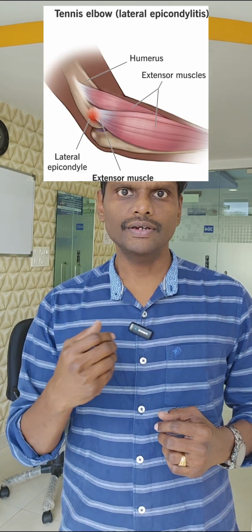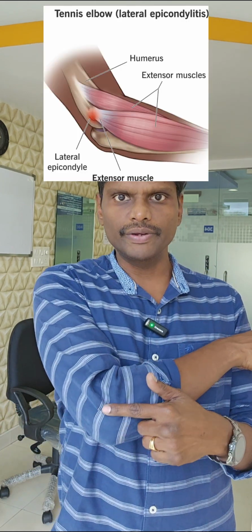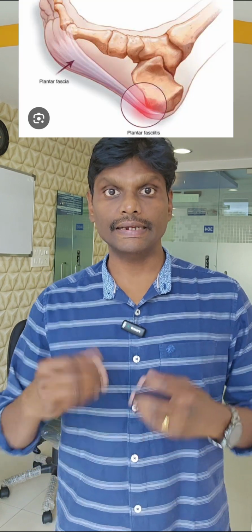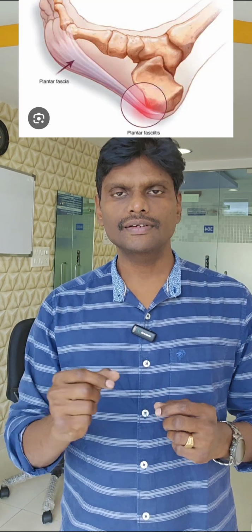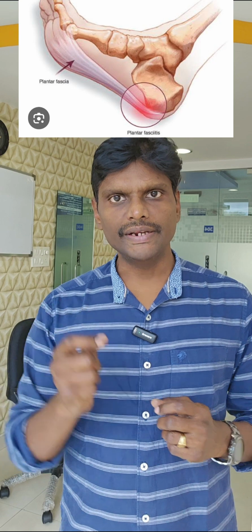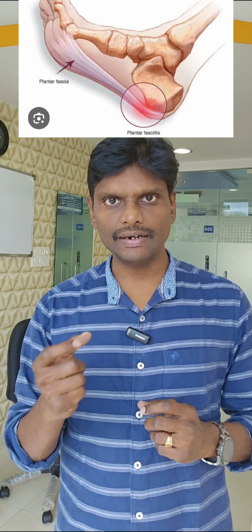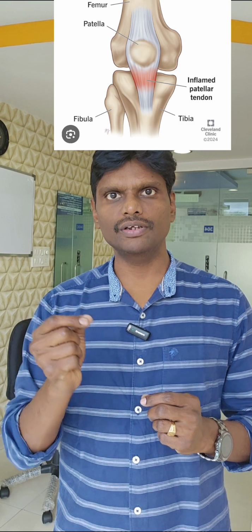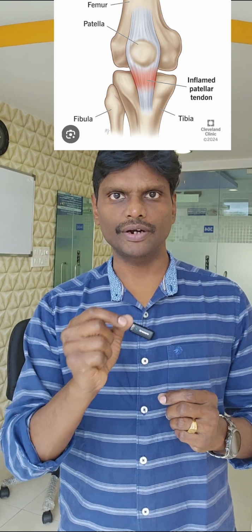For example, in tennis elbow, the pain would be confining around the lateral epicondyle. In plantar fasciitis or the calcaneal spur related inflammation, the pain would be around the medial calcaneal tuberosity. In patellar tendinitis, since the pathology is local, the pain would be around the patellar tendon insertion point. These are all examples of local pain.